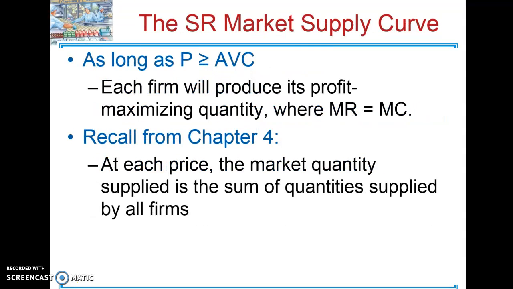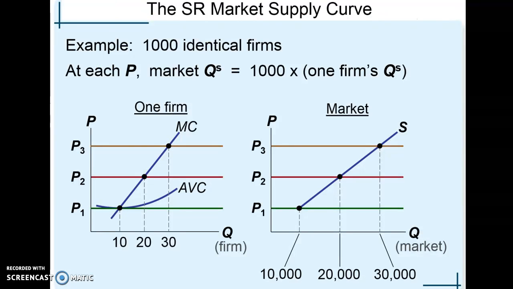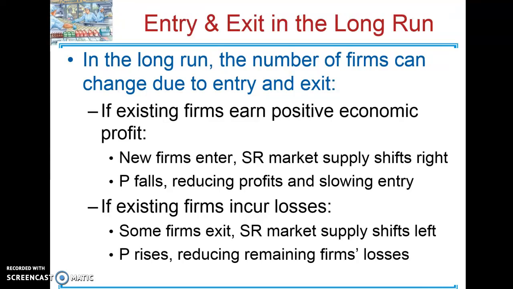As long as the price is greater than or equal to the average variable cost, each firm will produce and maximize its profit at the quantity where marginal revenue equals marginal cost. Here's an example of the short-run market supply curve, and the example uses 1,000 identical firms. So here are the cost curves for an individual firm, and over here you have the entire market graph for supply.